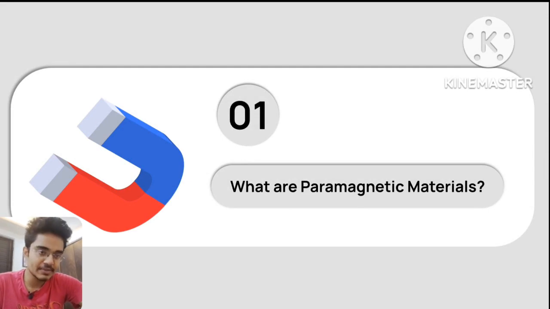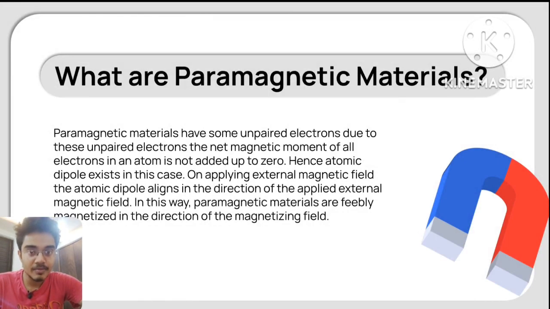What are ferromagnetic materials? Ferromagnetic materials have some unpaired electrons. Due to these unpaired electrons, the net magnetic moment of all electrons in an atom does not add up to zero. Hence, an atomic dipole exists in this case. On applying an external magnetic field, the atomic dipole aligns in the direction of the applied external magnetic field. In this way, ferromagnetic materials are freely magnetized in the direction of the magnetizing field.